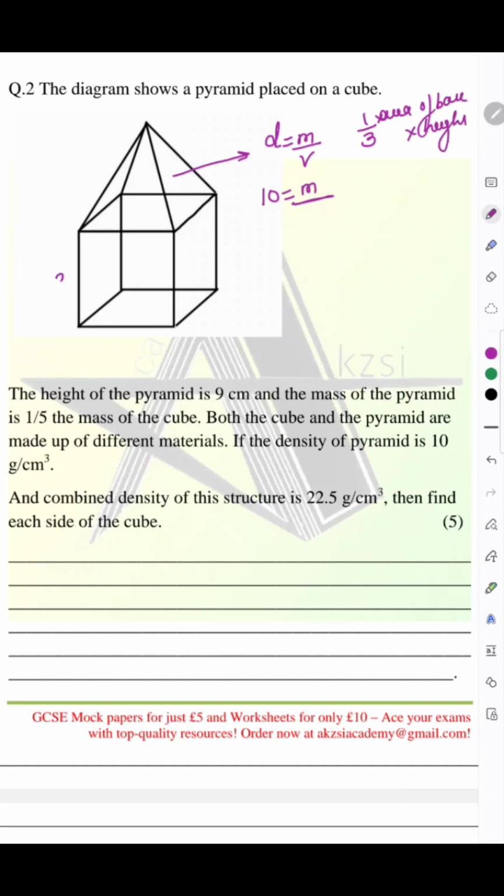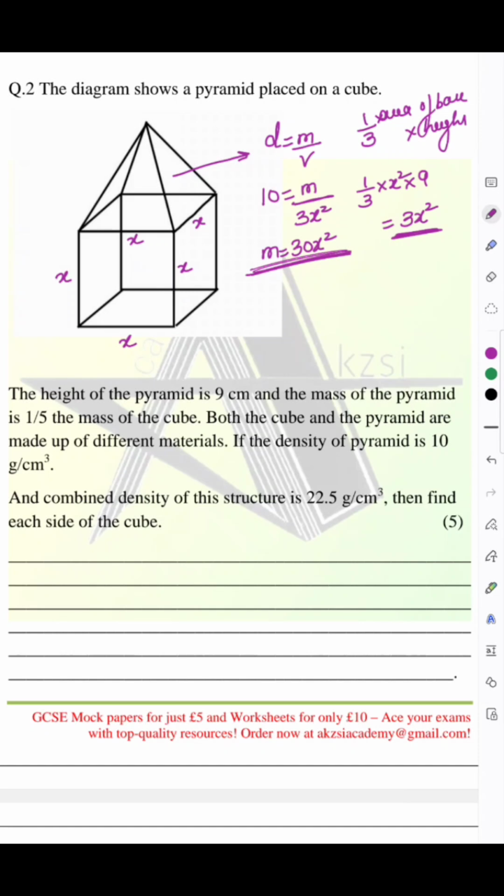Let's say the length of each side of this cube be x. So obviously the base is a square and its area will be x squared. So 1/3 times the area of the base, x squared, times the height of this pyramid, which is already given as 9, will give me 3x squared. Volume is 3x squared. So put it here, and from here I can calculate the value of mass, which is 30x squared. So the mass of this pyramid is 30x squared.